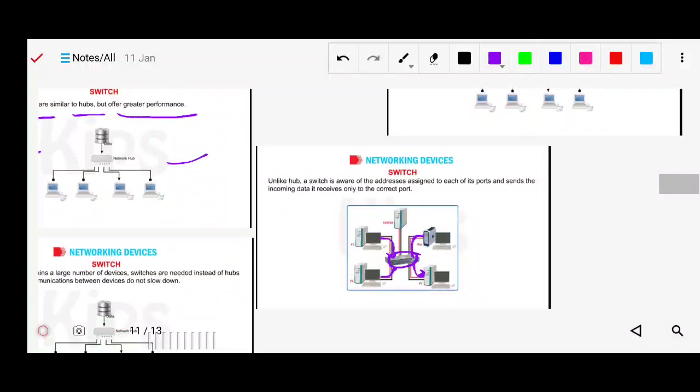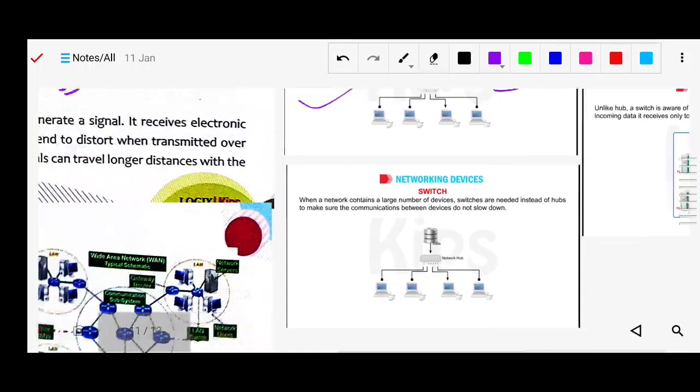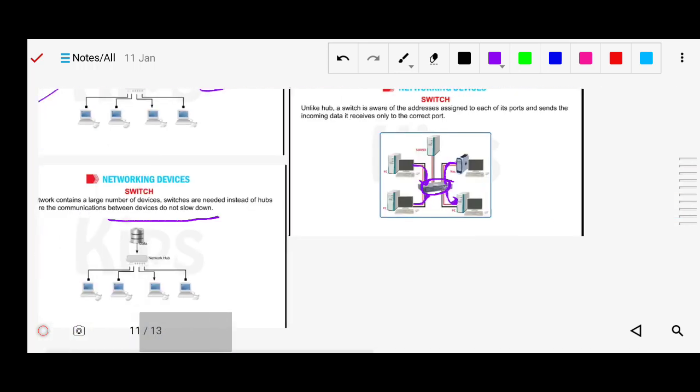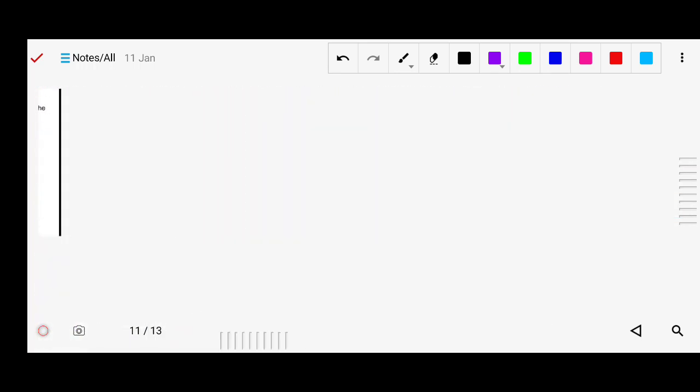Okay, and you can see here some more part of the switch. When a network contains a large number of devices, switches are needed instead of hubs to make sure the communication does not slow down. About all these points we have discussed already. Some more points: a switch acts as a multi-port bridge. About switches, some more points are there that you can write down.